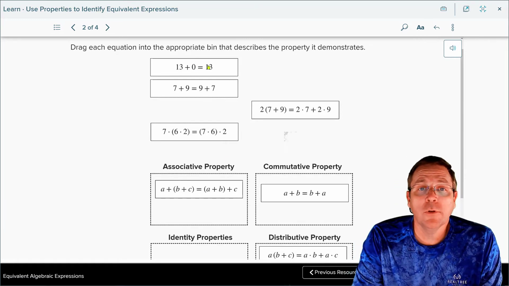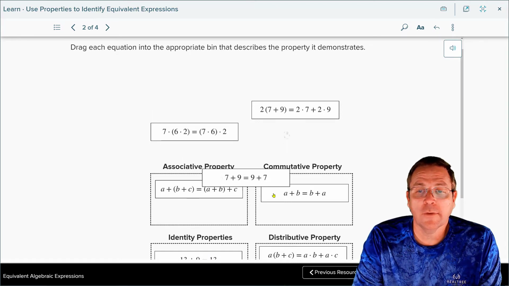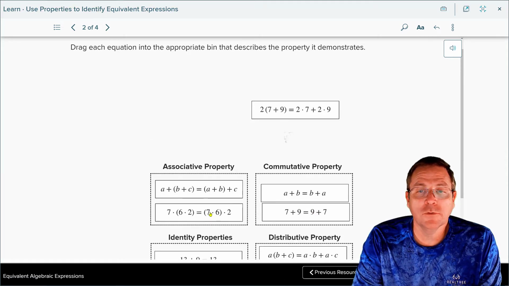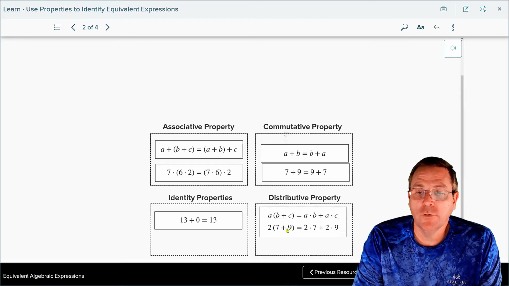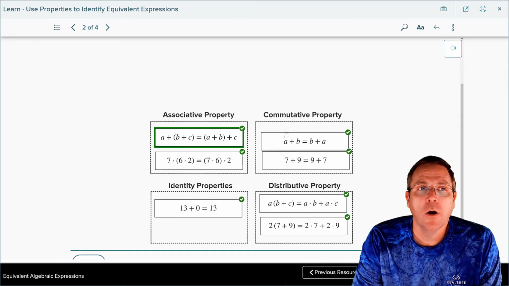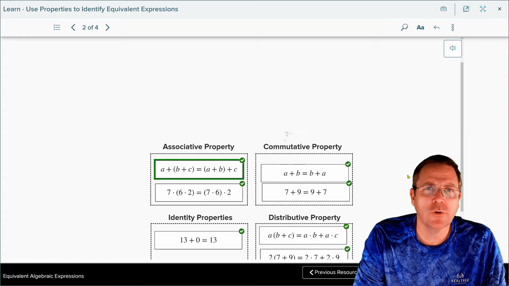But 13 plus 0 is 13. Yep, that's an identity. Here we have flipped the order of the numbers. That's going to be your commutative property of addition. Here we flip where the grouping symbols go. That's going to be the associative property. And the last one, we've taken and distributed the 2 through the grouping symbols, making that your distributive property. All of our answers check. Pretty easy to do once you know how the terms are done.